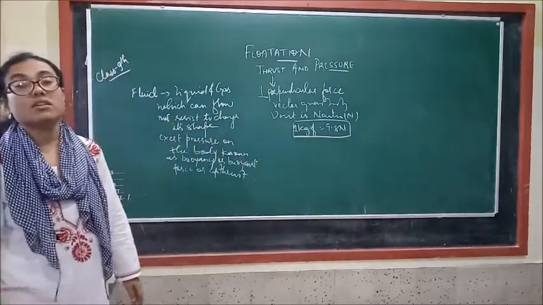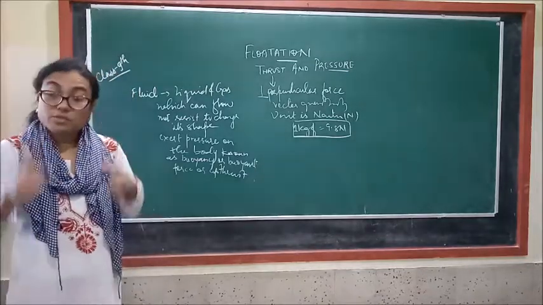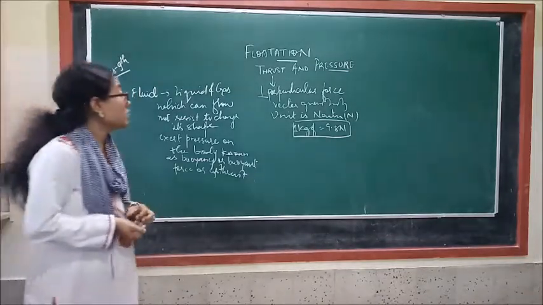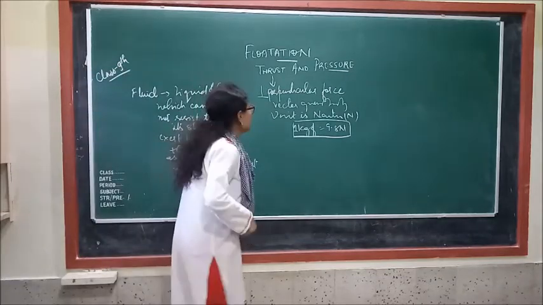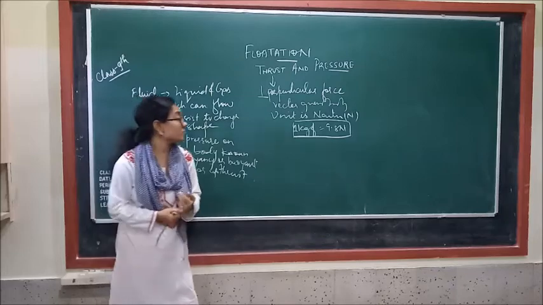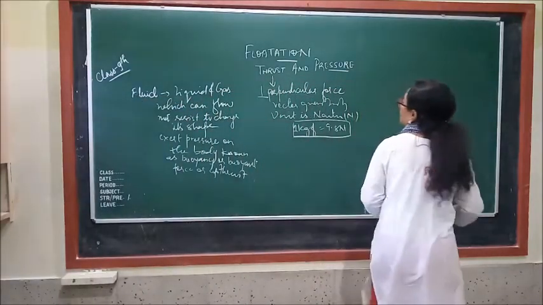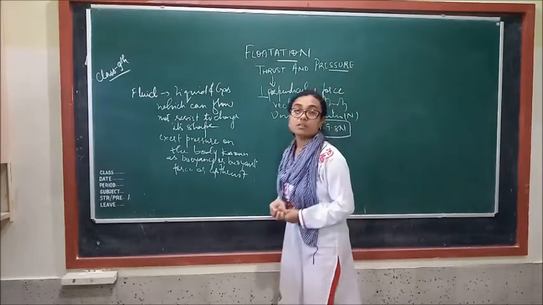So this is your thrust: perpendicular force which is acting on a body. It is a vector quantity. Its SI unit is Newton, and 1 kg F is equal to 9.8 Newton. Okay, students, so this is your thrust.